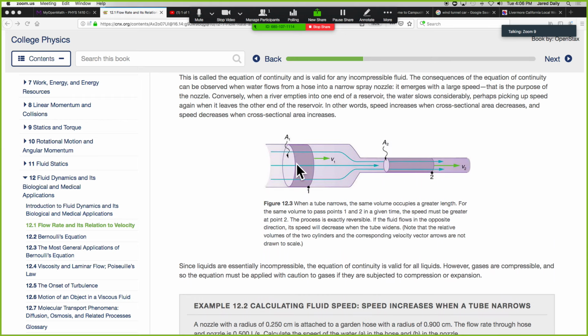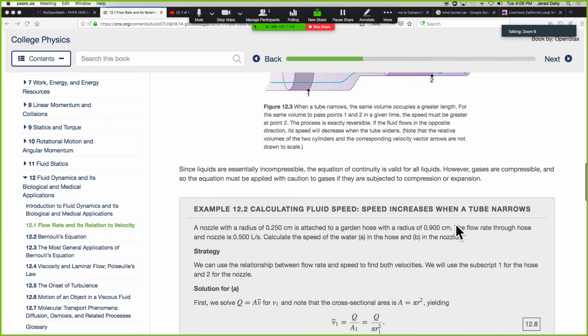And here they show a nice little graphic of that. The flow is represented by an amount or a volume of fluid passing by a particular point every second. Well, this volume passing by this point in 1 second is the same as this volume passing by this point in 1 second. But notice how much distance this volume has to move in 1 second compared to this one. So this one has to move much faster to get through that longer distance.